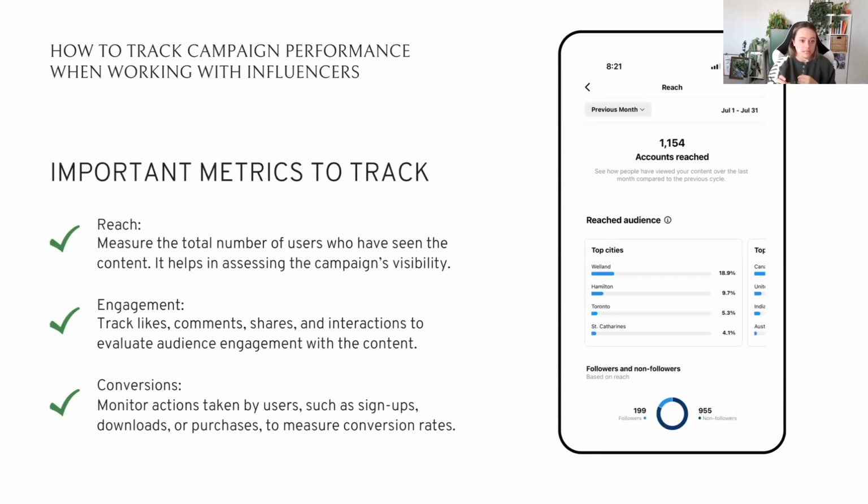So you can track your metrics. There are 3 key ones: you want to track your reach, your engagement, and your conversion. Your reach is the total number of users who have seen the content. Your engagement is metrics like comments, shares, likes, and interactions. And your conversions are where you monitor the actions taken by users, such as signups, downloads, and purchases. This is closer to the end of the funnel.